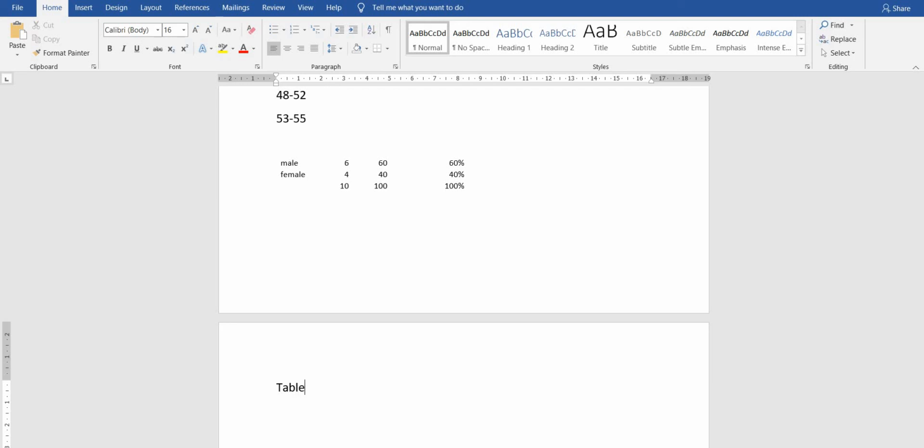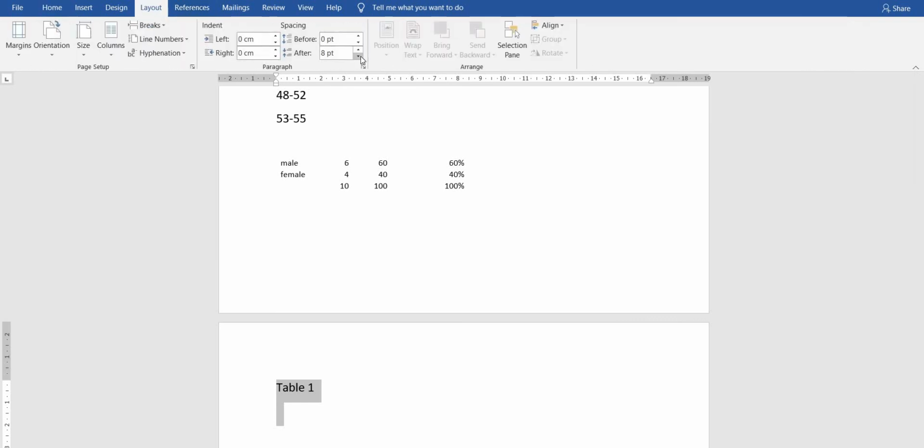Okay? Table 1. Okay? So, masyadong maluwag yung space niya. Papalitan ko siya. Alisin ko yung points niya. Okay? So, Control B para mag-bold. Tapos, frequency distribution of the ages of the respondents.